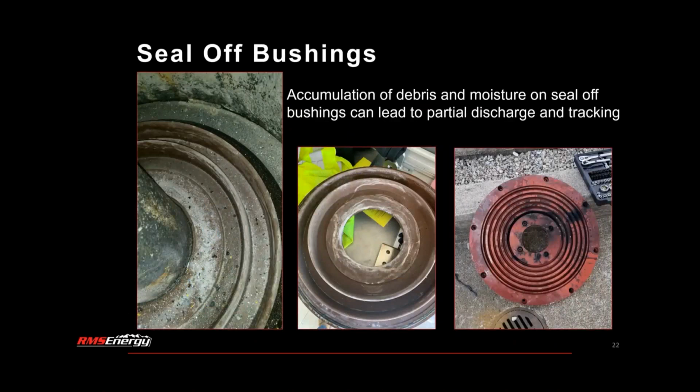So another component, part of the insulation system within a bus duct, is seal-off bushings, commonly found in isophase bus. So these can accumulate debris and moisture over long periods of time and begin to see partial discharge and tracking issues. One issue with these is sometimes they're located in inaccessible areas. So one side may be exposed at an equipment termination, but it may not have access covers on the back side where you can easily access to inspect or clean those seal-off bushings.